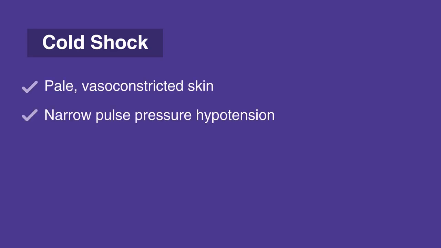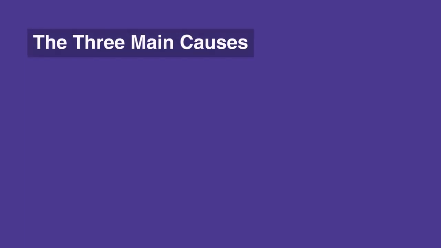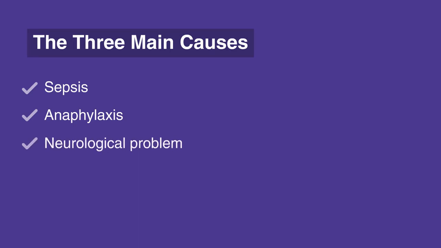If the individual is experiencing cold shock, they commonly will have pale, vasoconstricted skin and narrow pulse pressure hypotension. In each case, distributive shock is generally considered when the individual is likely to have one of the three main causes: sepsis, anaphylaxis, neurological problem.